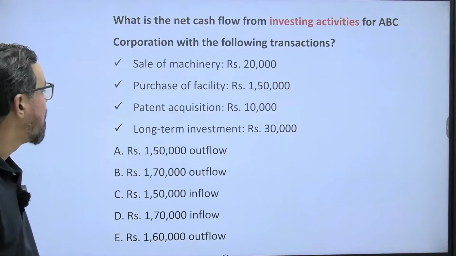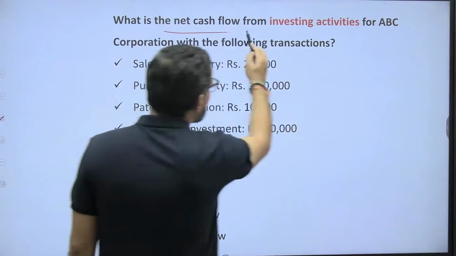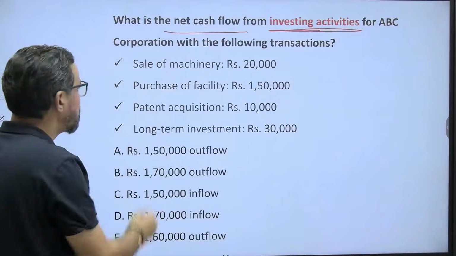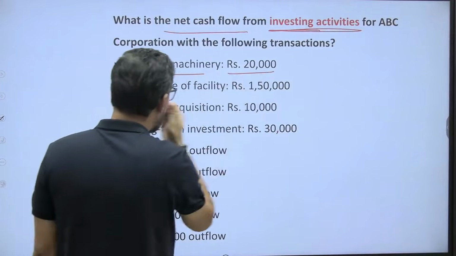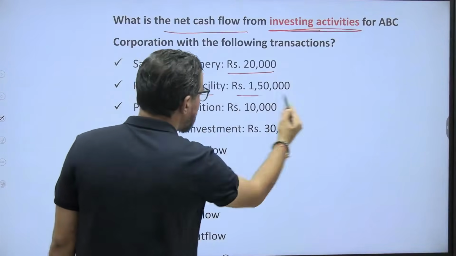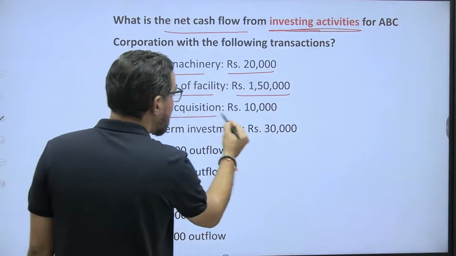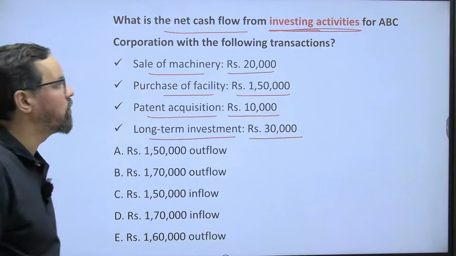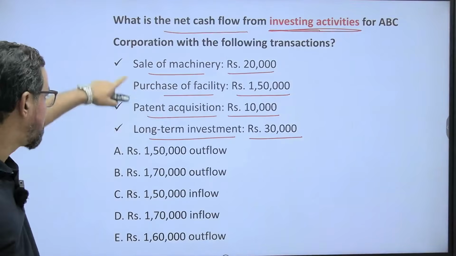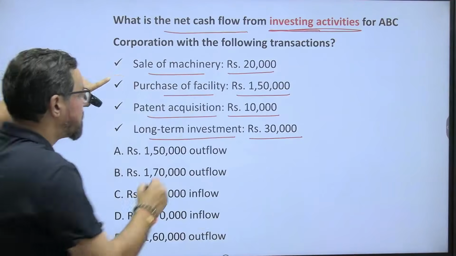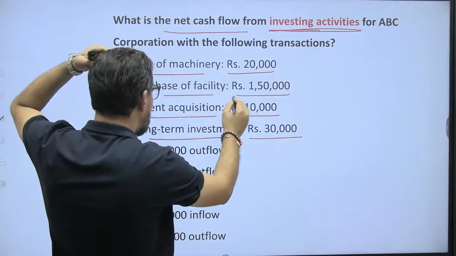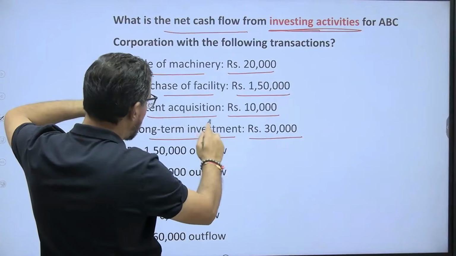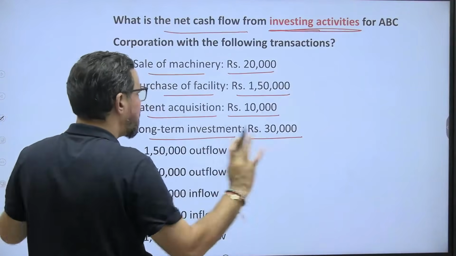Next one. What is the net cash flow from investing activities? This is also for ABC operations. Sale of machinery 20,000, purchase of facility 1,50,000, patent acquisition 10,000, long term investment 30,000. So what we have to create? Sale of machinery, this is investing activity. Purchase of facility means property, plants, equipments, investing. Patent acquisition, investment, all are investment activities, right?